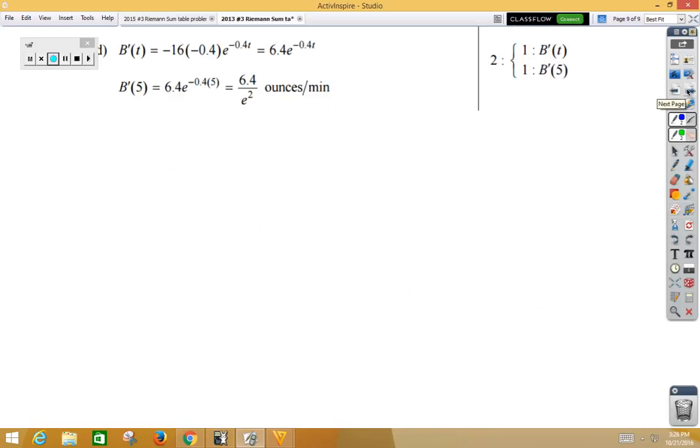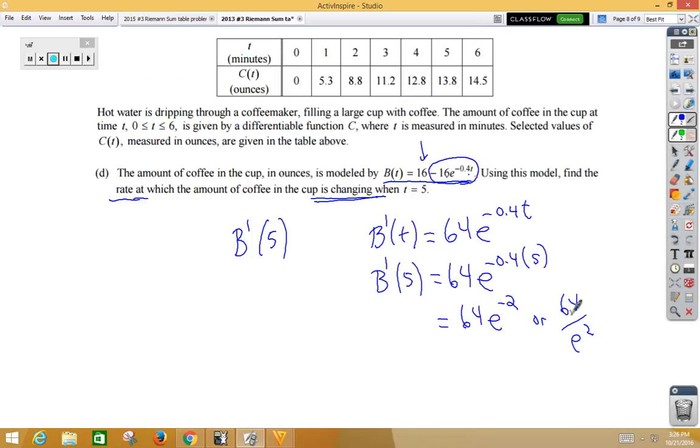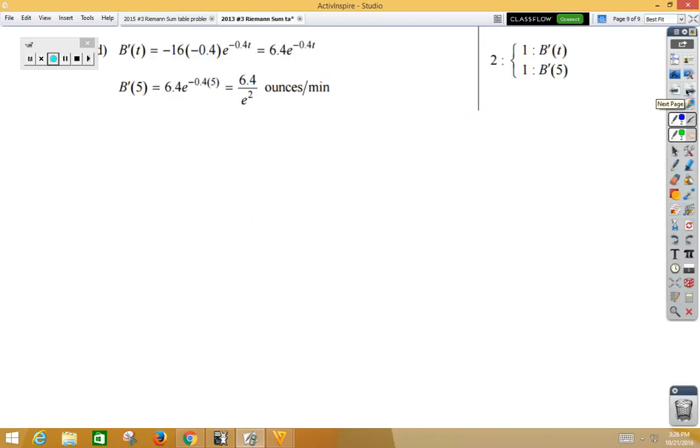So again, notice I lost my decimal point, sorry about that. So it's 6.4 e to the negative 0.4 t, and then 6.4 over e squared. And again, don't forget your units, ounces per minute.